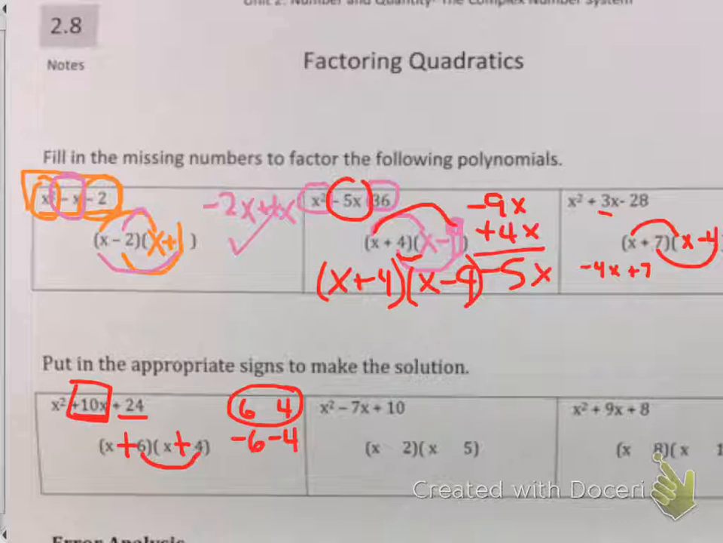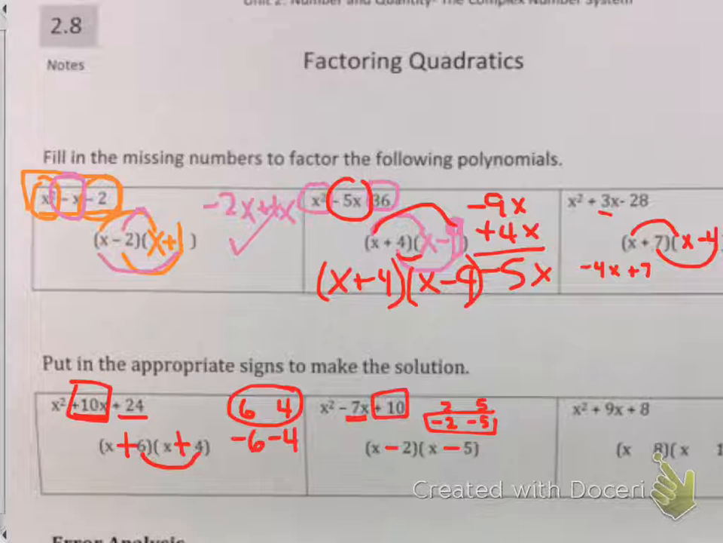On this next one, when I'm doing it, I need my numbers to multiply together to be a positive 10. So it could be a 2 and a 5, or it could be a negative 2 and a negative 5. I need to pick the ones that will add to a negative 7. So this time I'm going to have a minus 2 and a minus 5.